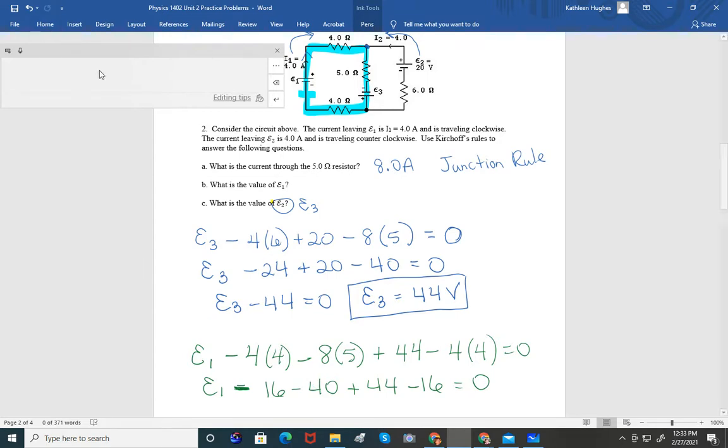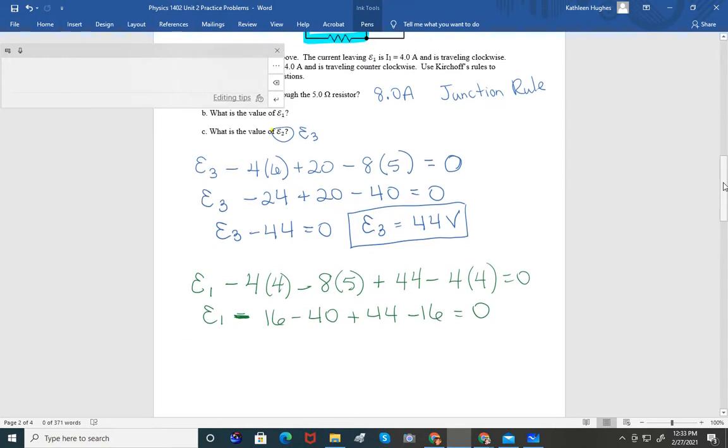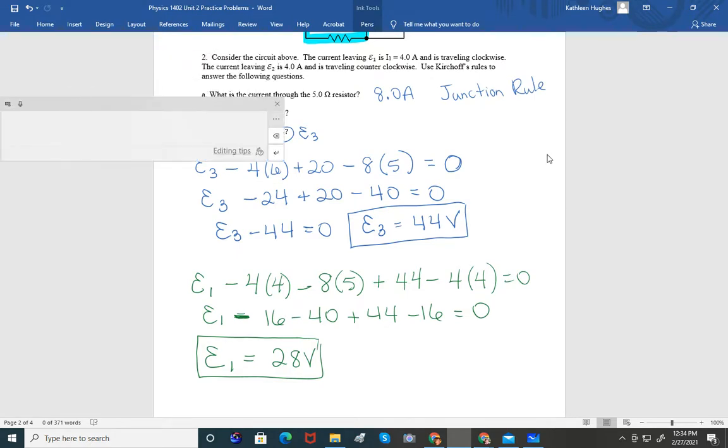I need to solve that. When I do, let's see, negative 16, negative 40, plus 44, minus 16, I get 28. E1 is 28 volts, and I do know that it is the correct answer. So practice making those loops. I want to do one more loop.